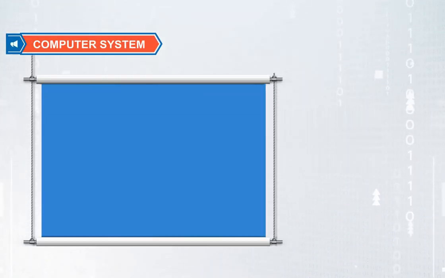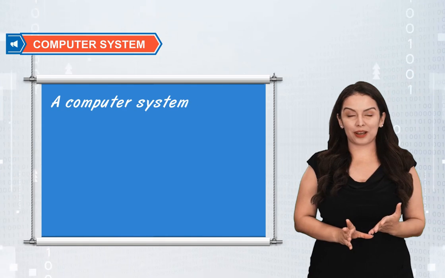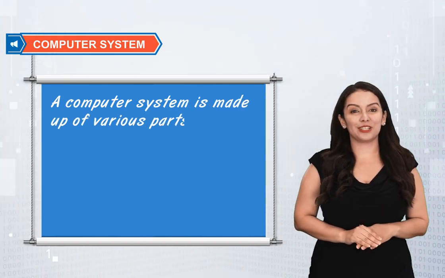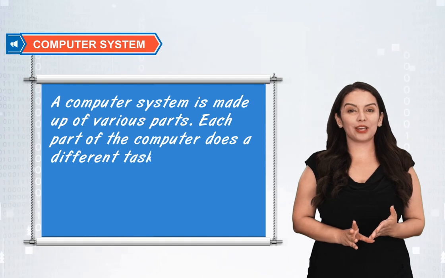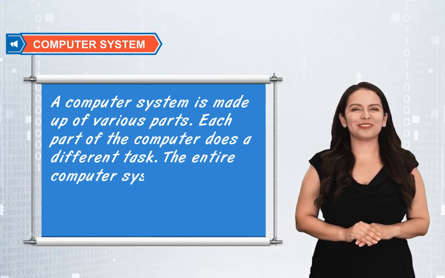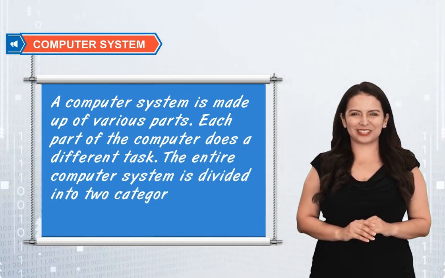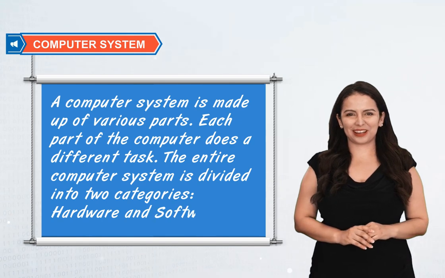Computer System. A computer system is made up of various parts. Each part of the computer does a different task. The entire computer system is divided into two categories: hardware and software.